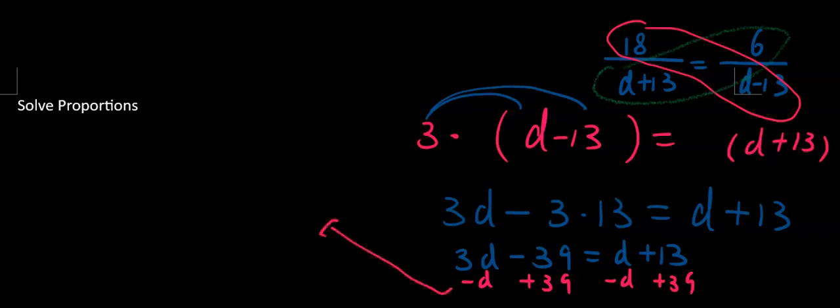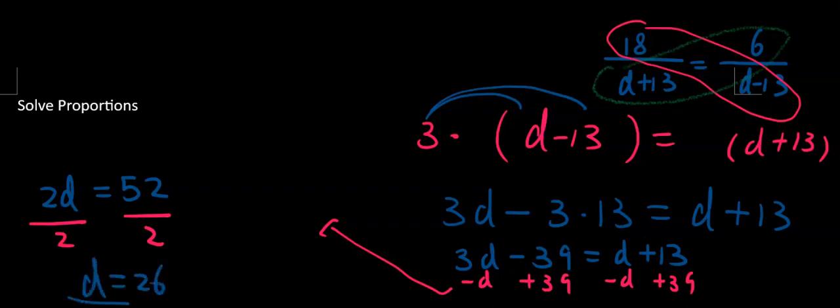Okay. All right. So 3d minus d, I have 2d. And 13 plus 39, that gives me 52. All right, almost done. Divide by 2, divide by 2. Here comes d. d is 26. Did you also have 26? Good. We did this together. Happy learning.